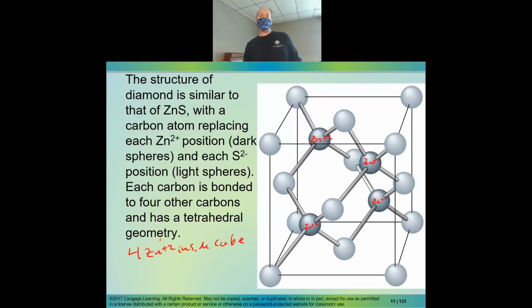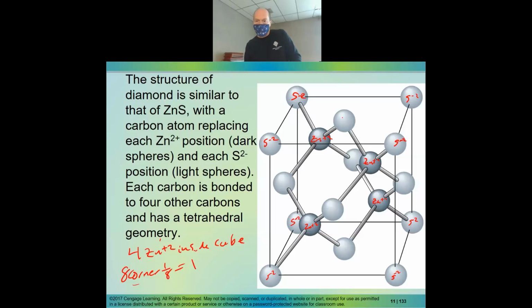All right, and so your S minus 2s, those are all the light gray. So note your S minus 2s. You have these 4 on the corners, and then you have these 4 on the corners. So you have 8 corners that have the S minus 2. Remember, a corner is 1/8 of the atom inside the cube. So that's 1 of your S minus 2 ion in the cube.